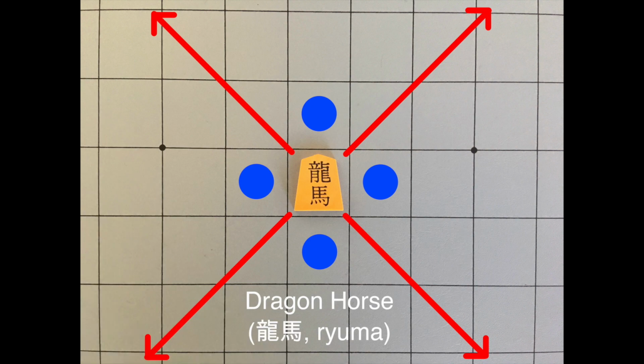The dragon horse. The dragon horse may slide any number of squares diagonally, or it may step one square orthogonally.